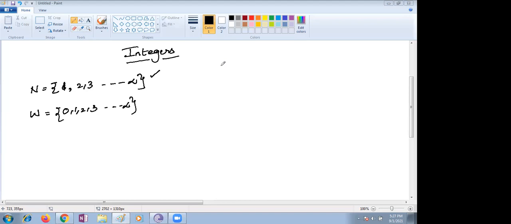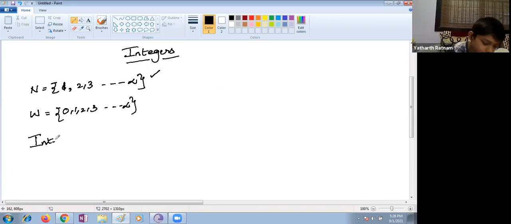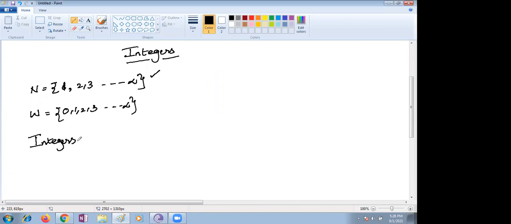A little later, they introduced integers. Integers are the set of numbers: negative numbers, positive numbers, including 0. Integers can be represented with the letter Z. Some textbooks use the letter I too, so don't get confused. But generally we use the letter Z.